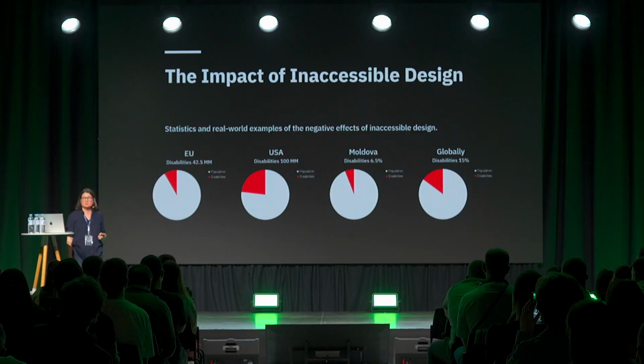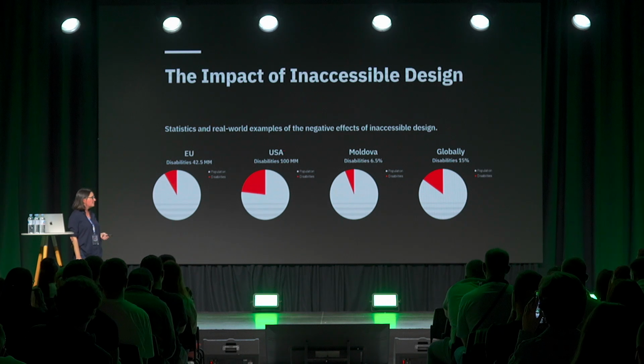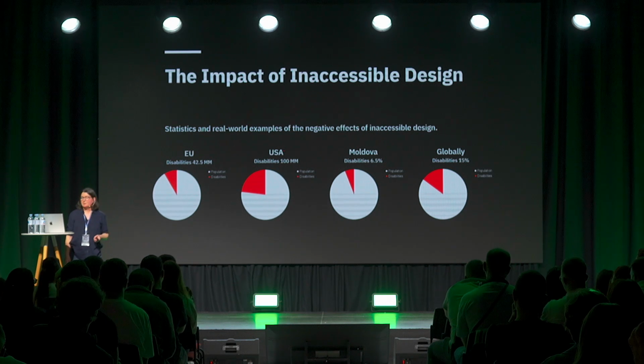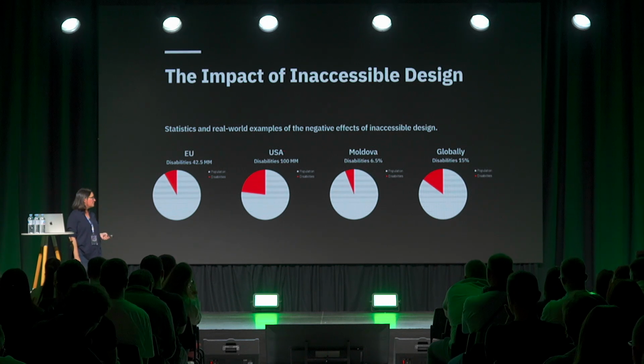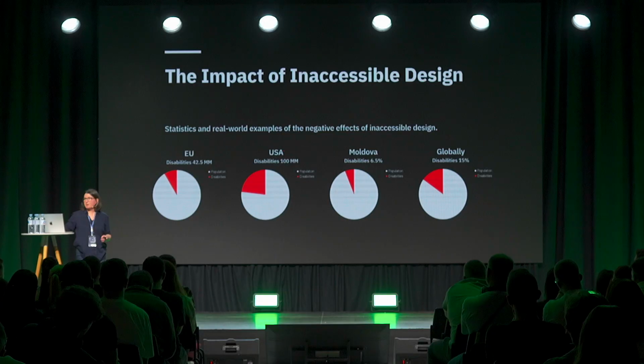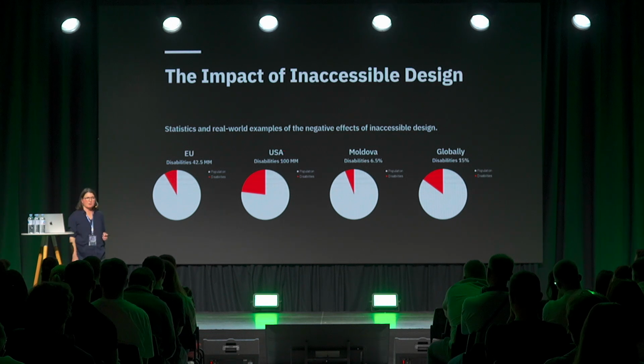Let's look at the statistics on disabilities within societies. It's not just about accommodating a small group, it affects the bottom line and the overall function of a product. I will focus on a few markets within Europe, the US, Moldova, and generally globally. There are 100 million people with disabilities in the EU. There's 42.5 million in the US, and Moldova has 6.5%. The global average is roughly 15% of society. An organization or business that prioritizes digital accessibility is more likely to draw in some of this market.